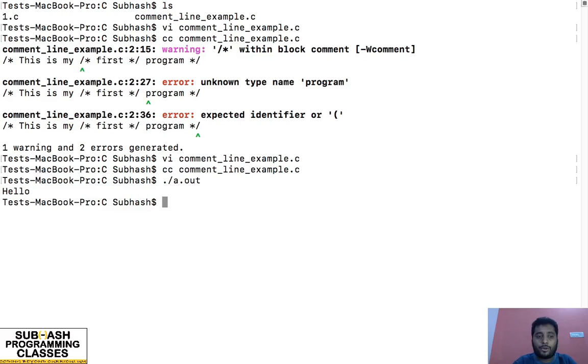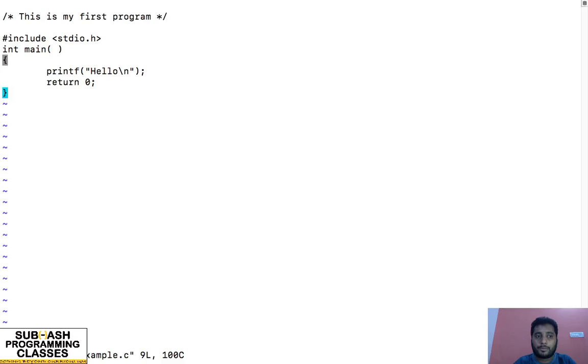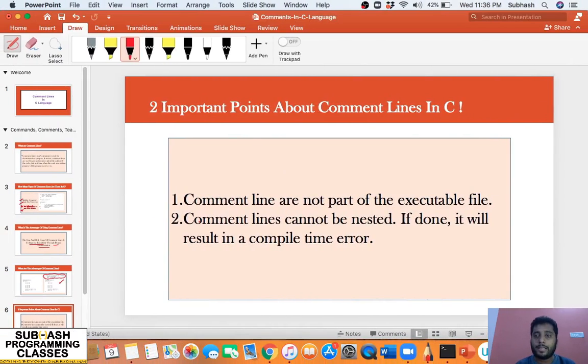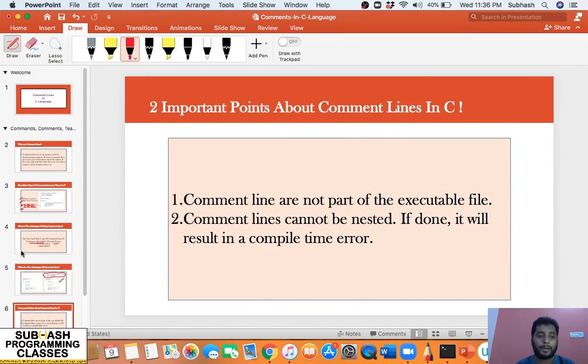And if I run this code, I would get the output as hello, which is what has been coded in this program. So that is what the second point says. Comment lines cannot be nested. If done, it will result in a compile time error.